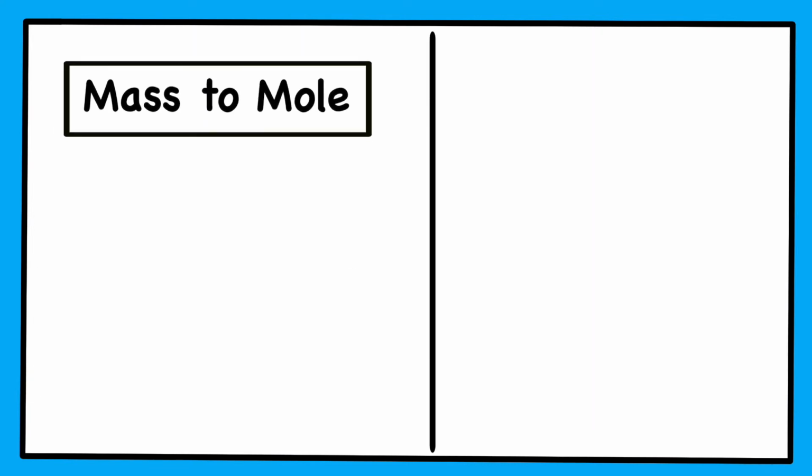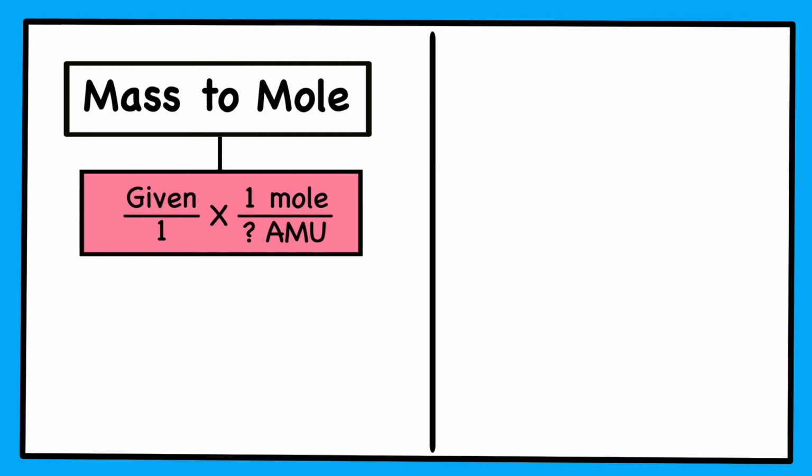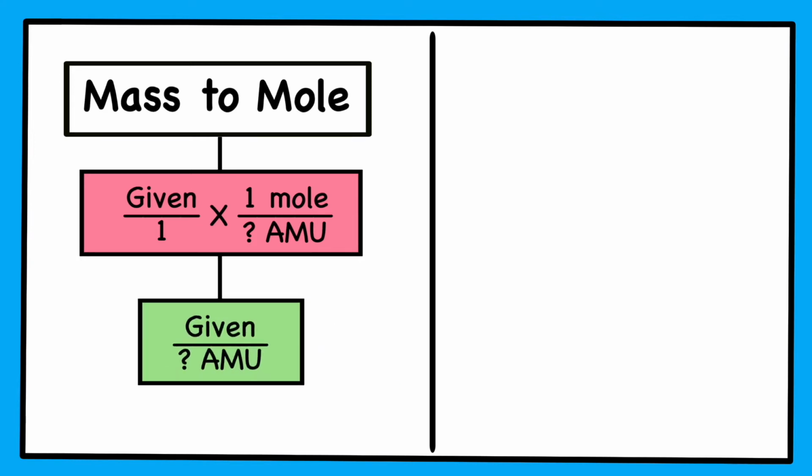Mass to mole problems will either give you the mass of a substance and you're going to convert to moles of that substance, or vice versa. Here's a basic framework for solving these types of problems. Mass to moles equals the given mass of a substance over 1 multiplied by 1 mole of this substance over the atomic mass of that substance. This will ultimately have us divide the given mass by the atomic mass to get moles of a substance.